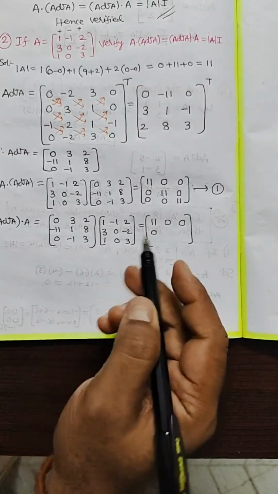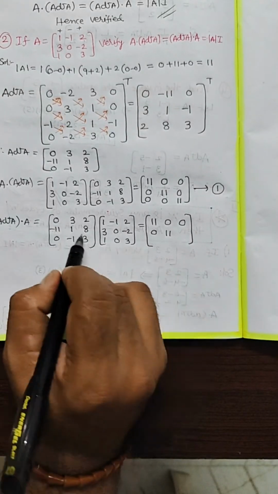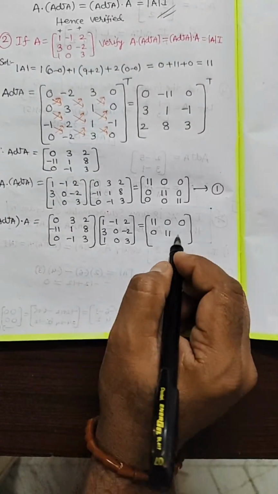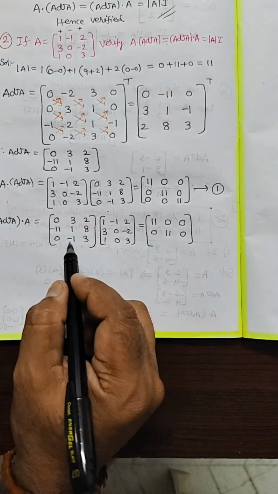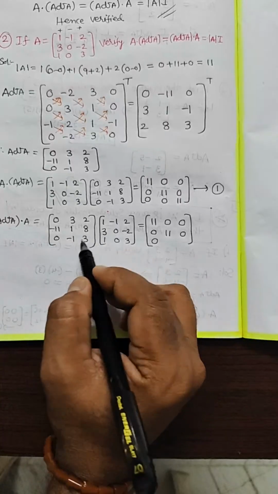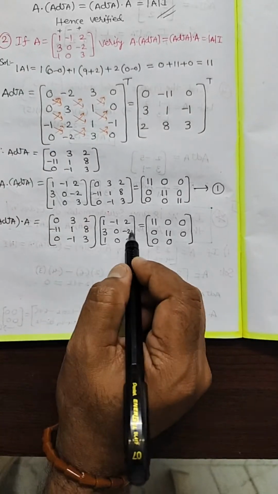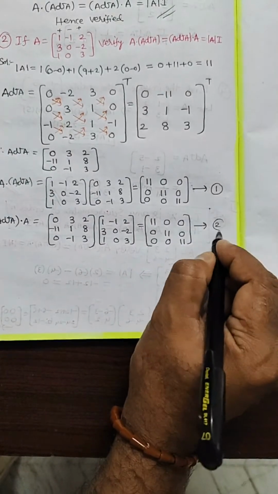11, 0, 0. So 11 plus 0 plus 0 is 11. Minus 22, minus 2 plus 24. Minus 22 plus 24, 0. 0, minus 3 plus 3. 0, 0, 0. 0 plus 2 plus 9. 9 plus 2, 11. Equation number 2.